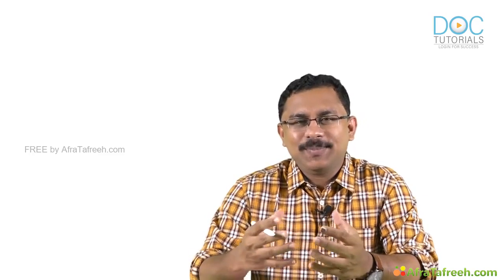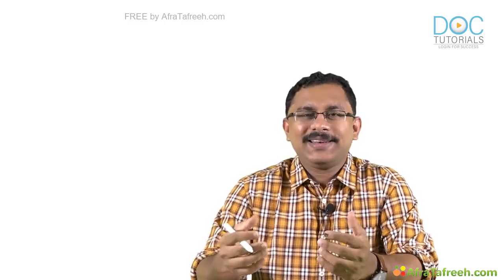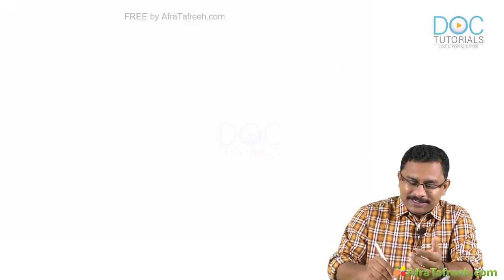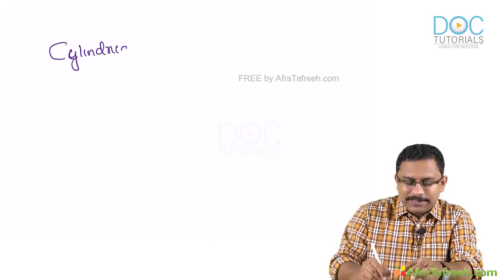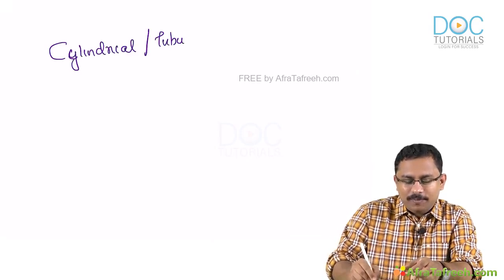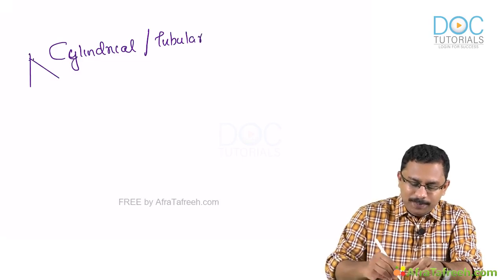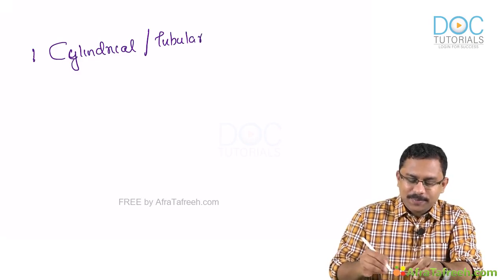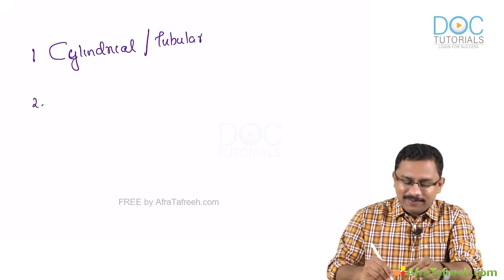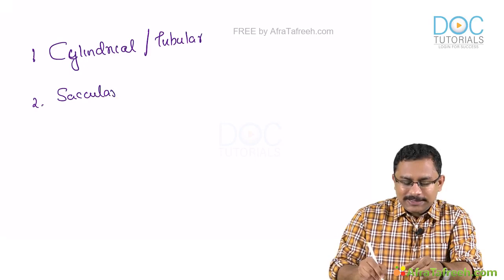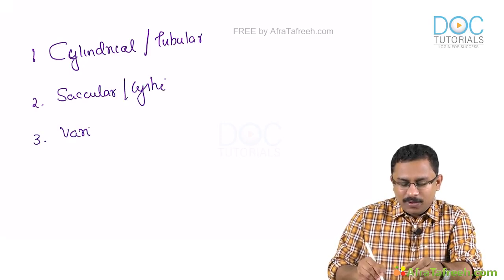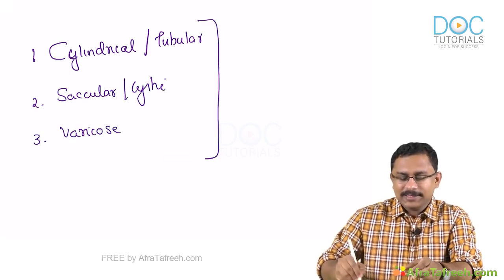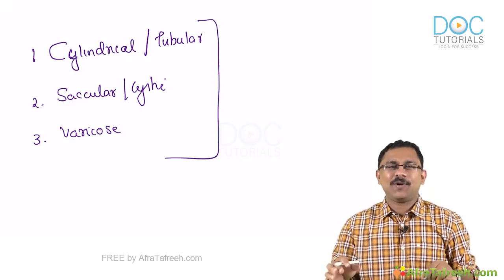Because of the subtypes, I mean the pathology that results from bronchiectasis, the types of bronchiectasis. One is the cylindrical or tubular type of bronchiectasis. The second one is the saccular or cystic type of bronchiectasis. And third, you may also have the varicose type of bronchiectasis. So these are the main subtypes of bronchiectasis.